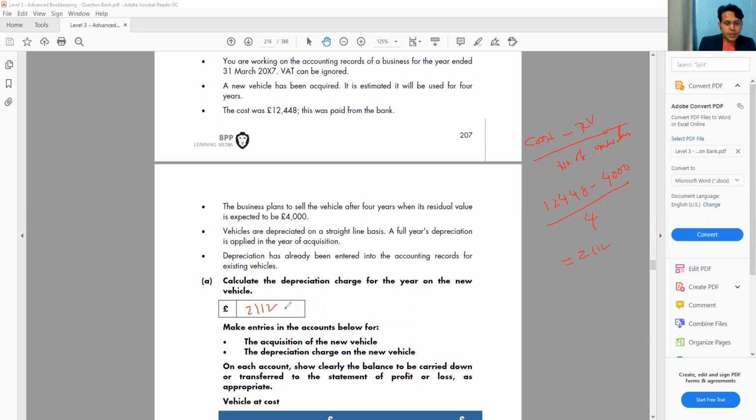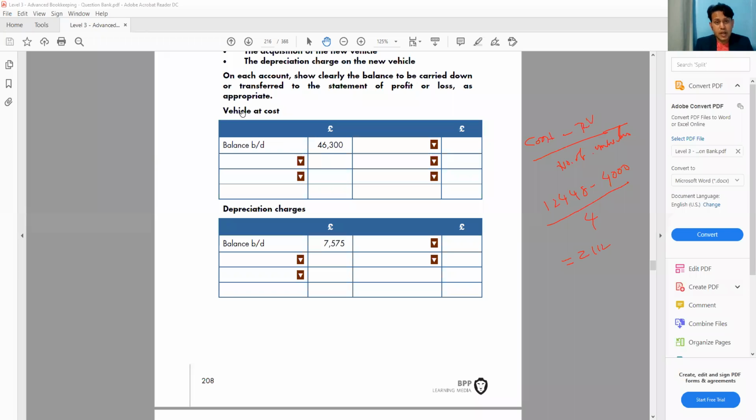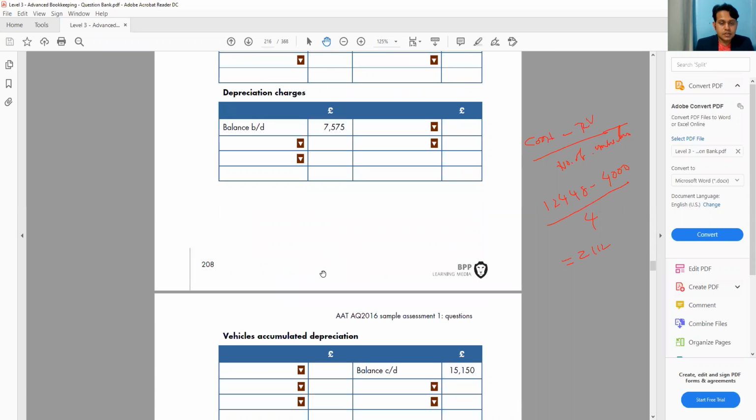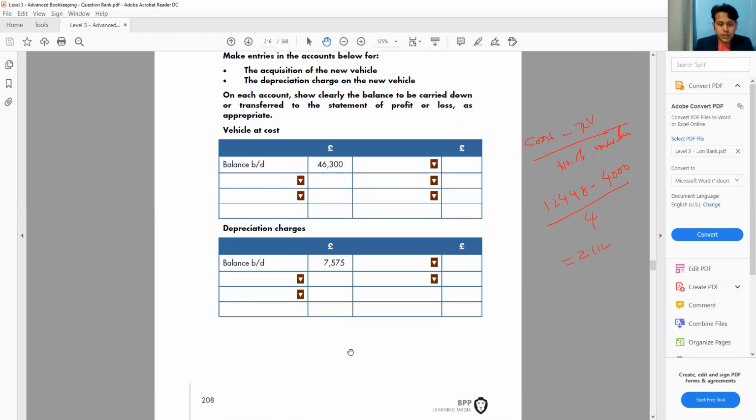All right, the next job is we have to include all this information in our general ledger. Of course, the question said some of the information is already there, so we need to see what is there. You have a vehicle at cost, a depreciation charge, and an accumulated depreciation. So we already know how to do this.